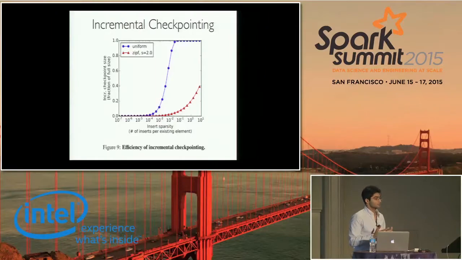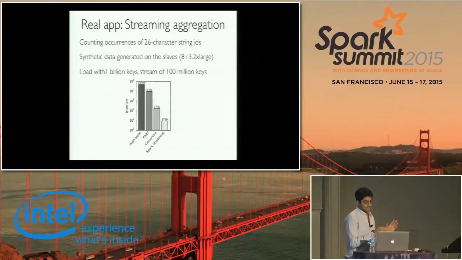For the close to worst case, which is the uniform distribution, things are not quite as good. But even then, if we update fewer than say 1 in 1,000 elements between checkpoints, we can get a good savings from this. Finally, we use this to get some real benchmarks on a full cluster. Here we're counting occurrences of 26-character string IDs in a streaming aggregation setting. It uses synthetic data generated on these 8 slaves. We loaded the cluster's IndexedRDD with a billion keys and then gave it a stream of 100 million keys.